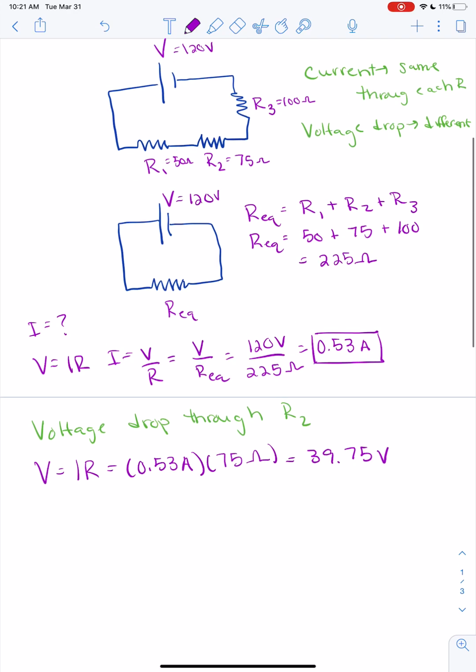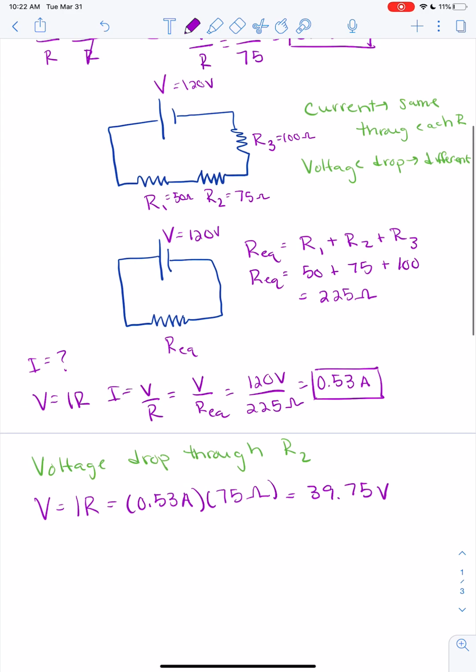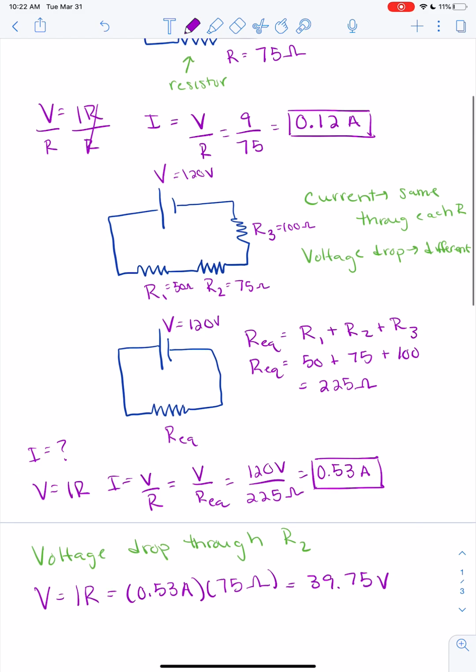So in total here, first I use my equivalent resistance to find the current, and then I use that current with a particular resistor to find the voltage drop across that resistor. So these are basically all the types of calculations you're going to be doing with series circuits. The only other thing that was mentioned in this apex that I want you to understand is the difference between a short circuit and an open circuit.